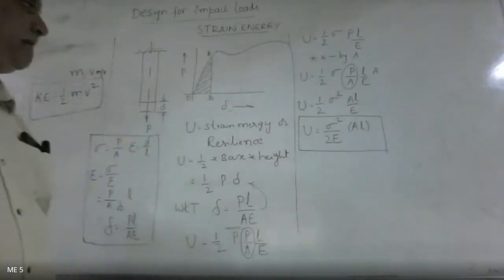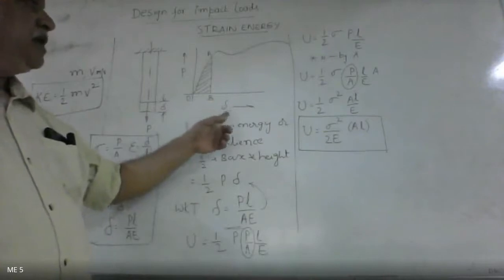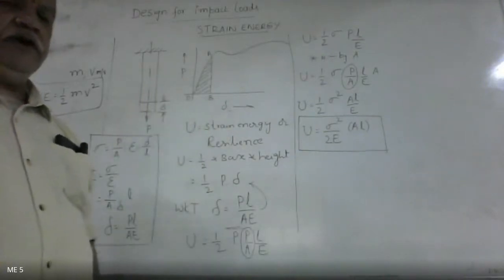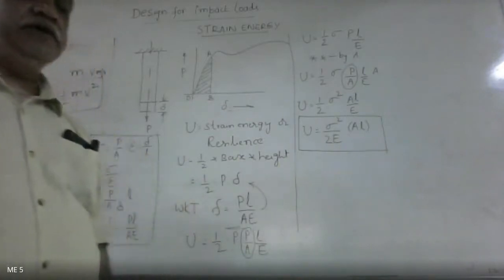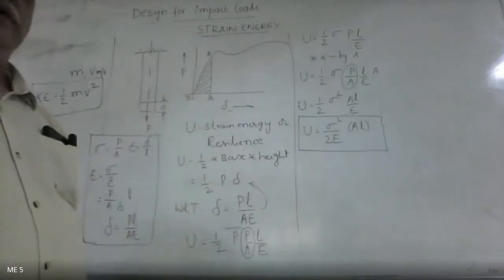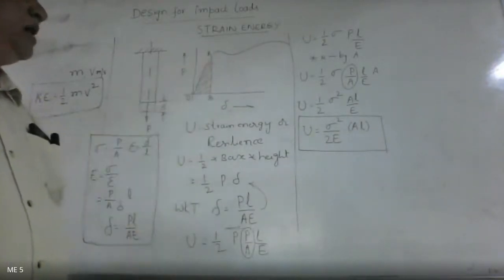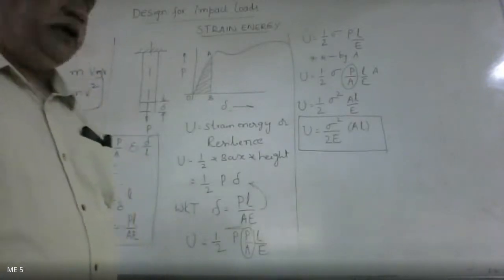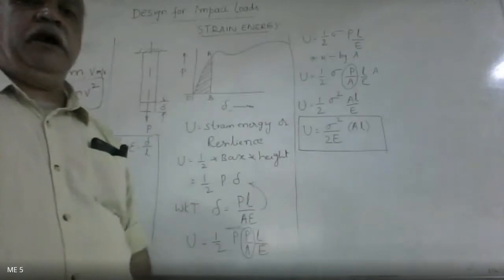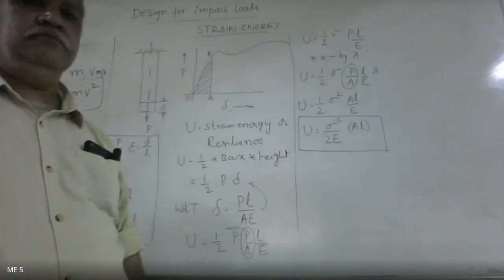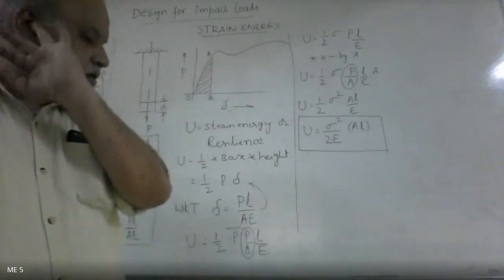Within elastic limits, deflection delta is proportional to applied load, and is a straight line denoted by OA, as shown in figure. Next line.